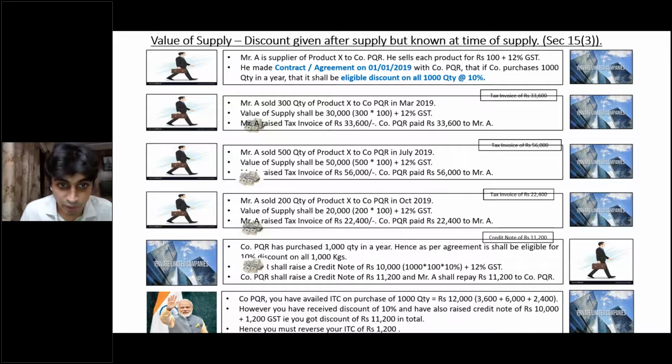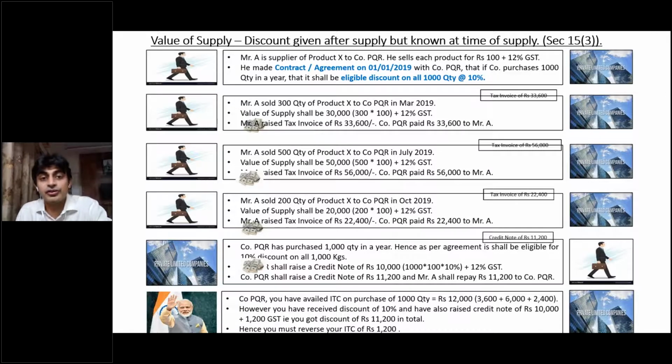See, this is one negative point about GST. Against each invoice, you are required to issue a separate credit note. This is a problem in GST because GST return accept नहीं कर रहा. What it is saying, against each invoice, I will have to raise a separate credit note. So 3 बार invoice है ना, March, July and October. So I'll have to raise 3 credit notes in totality.